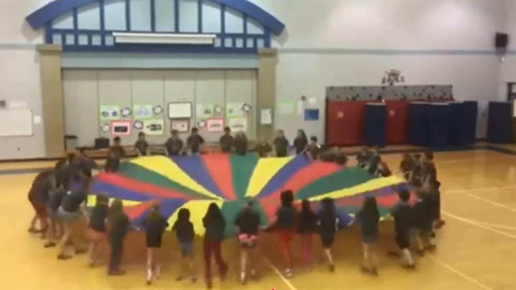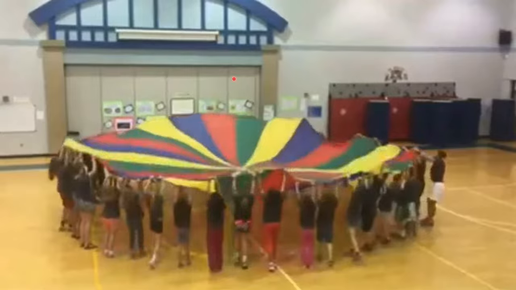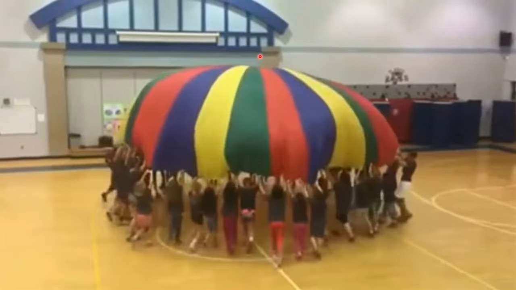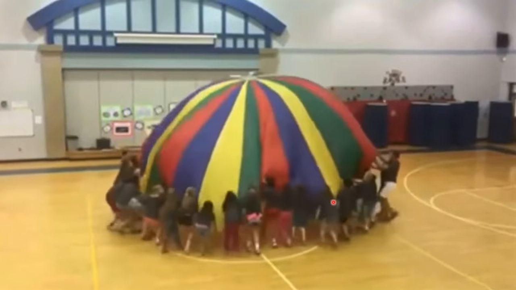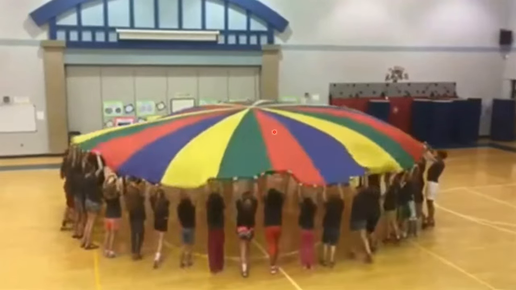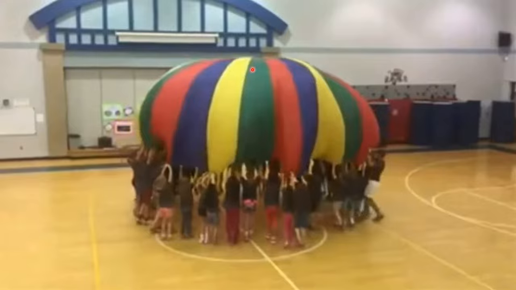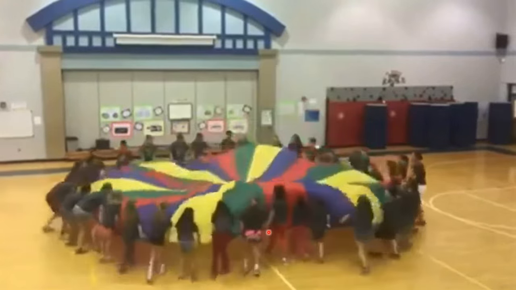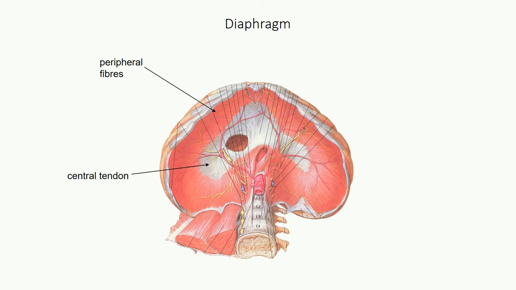But the active contraction is very similar to what we see here. Kids pulling back on the parachute, and then the parachute being pulled down. Muscle fibers pulling down on the central tendon, and the central tendon being pulled down. That's how we breathe in. So that's the mechanism of the diaphragm. That's what I want you to keep in mind when you think about these fibers contracting and pulling in this radiating fashion on the central tendon.